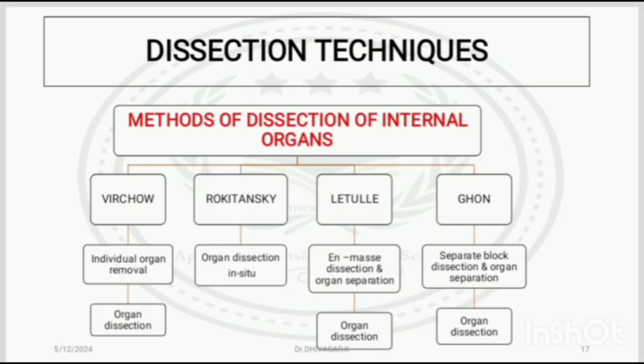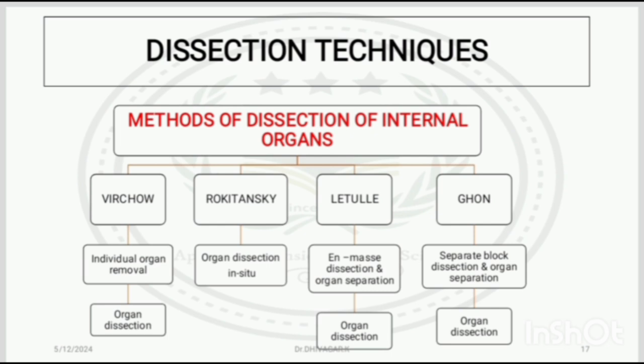Now let us see the dissection techniques. There are four types of dissection techniques: Virchow's technique, Rokitansky technique, Letulle's technique and Ghon's technique. In Virchow's technique, individual organs are removed and then dissected. In Rokitansky, we do not remove the organs from the body, but dissect them in situ, that is inside the body cavities. In Letulle's technique, we remove the organs en masse, then separate the organs and then dissect them. It is the most common dissection method followed in postmortem examinations.